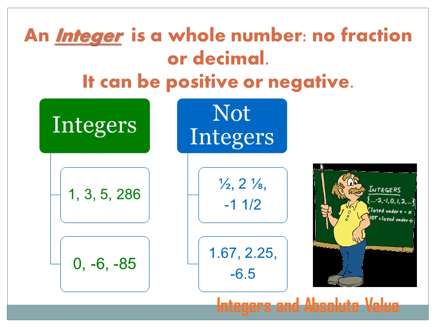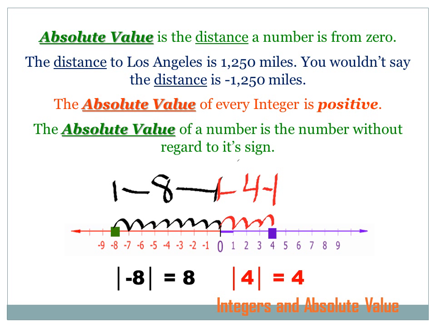Integers like 1, 2, 3, 5, 286 are just whole numbers. They can also be negative numbers like -6 or -85, and 0, which has no positive or negative sign, is also an integer. Lots of numbers are not integers, though. If they've got a fraction or a decimal, it's not an integer. 1/2, 2 1/8, -1 1/2 are not integers. Neither are 1.67, 2.25, or -6.5.